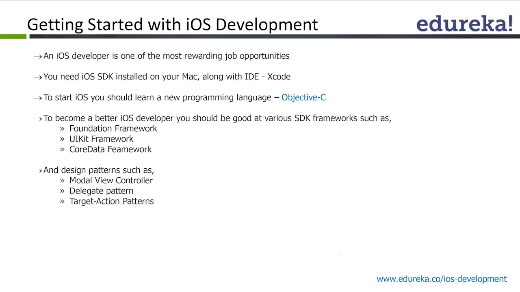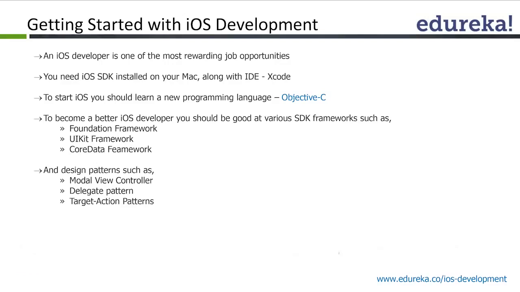Other than learning a new programming language, you need to have a good idea of frameworks. That is the Foundation framework, which deals with the basic objects and all those things. The next is the UIKit framework, that is for displaying objects, such as buttons, labels, or alerts. They come under the UIKit framework. And the Core Data framework is mainly used for persistence, that is storing data on your device. You can call it a local database.